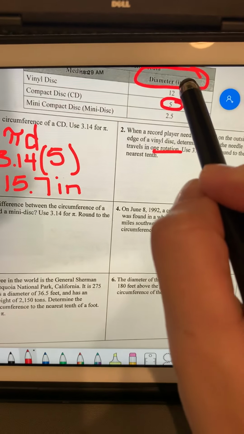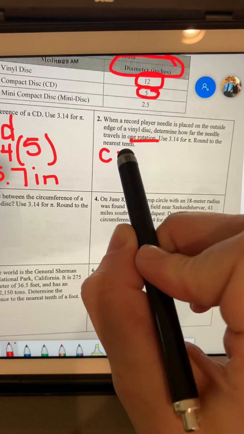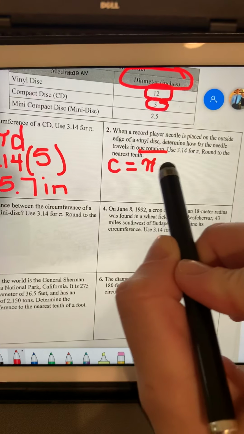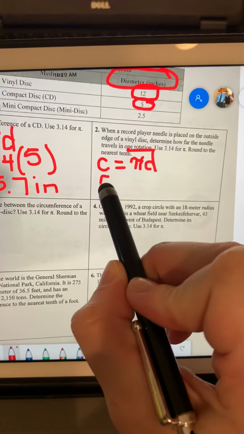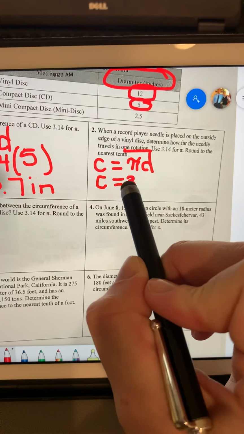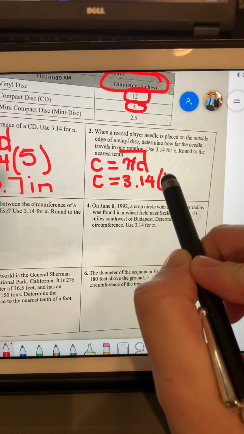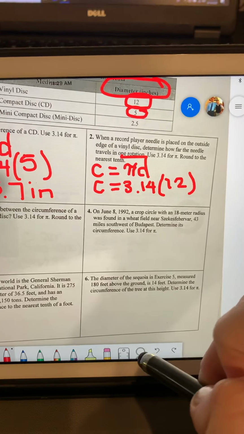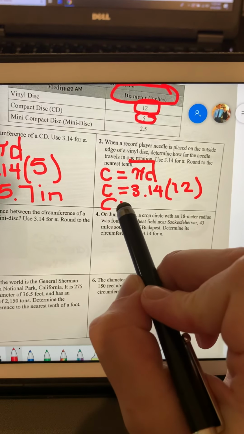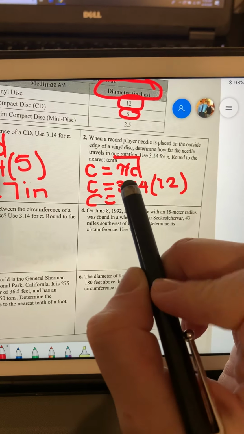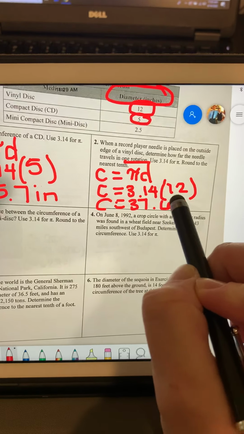So vinyl discs have a diameter of 12. So once again, we're using the formula C equals pi times diameter. So I'm going to plug in what I know. C equals 3.14. The diameter of the vinyl disc is 12. And then we multiply. When I multiply, I get C equals 37.68.